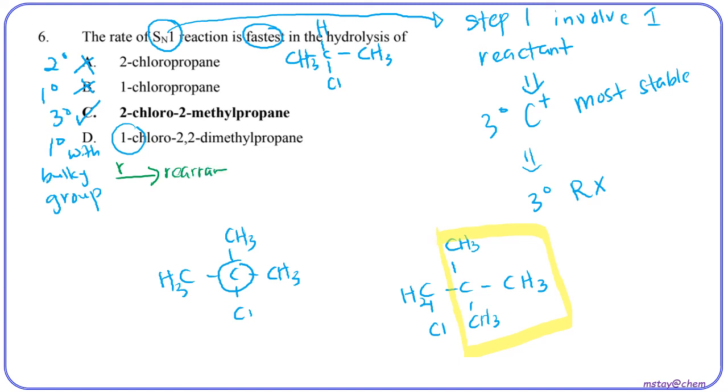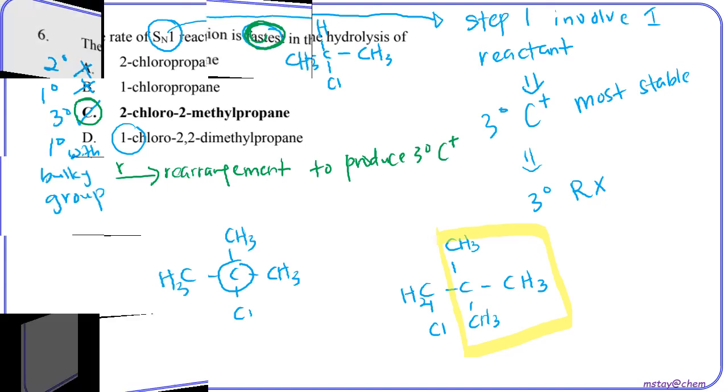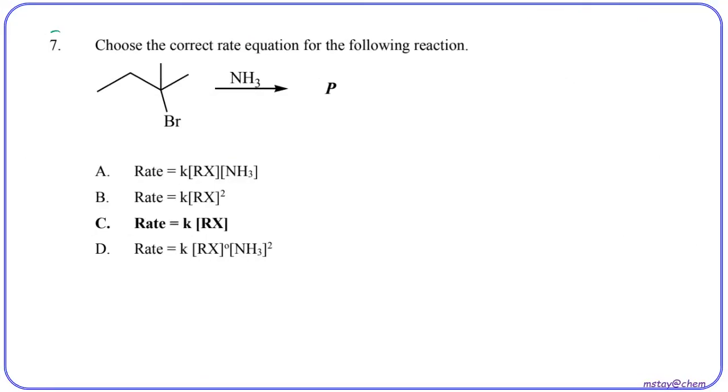rearrangement to produce a tertiary carbocation. However, the question here asks which one is faster. So definitely the answer is still C, because for option C the carbocation is tertiary and there is no need to undergo rearrangement. So the time will be shorter compared to D, even though D may rearrange to produce the tertiary carbocation. Okay, question number 7.